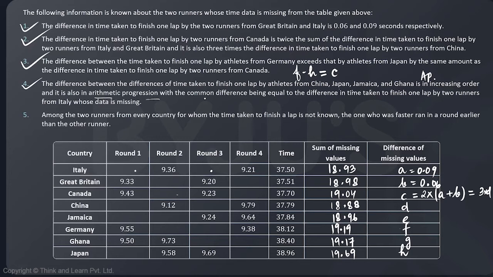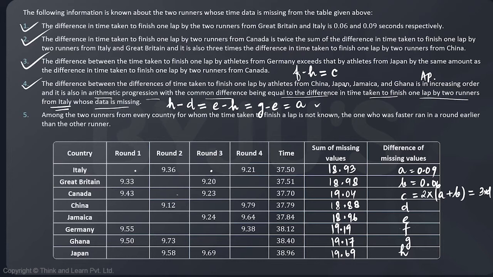It is also in an AP with the common difference being equal to the difference in the time taken to finish one lap by the 2 runners from Italy. So from Italy, we have A, right? Whose data is missing. Fine. So from here, we can say China and Japan, the difference is H minus D. Japan and Jamaica, so that is going to be E minus H. And then we are going to have Jamaica and Ghana. So that is going to be G minus E, and this is given as A.